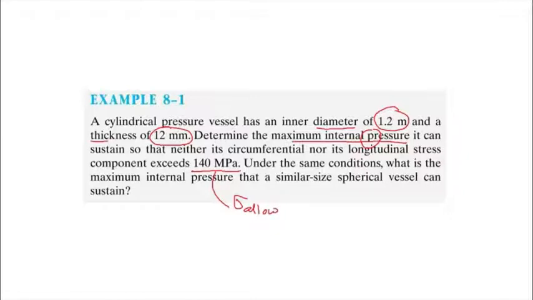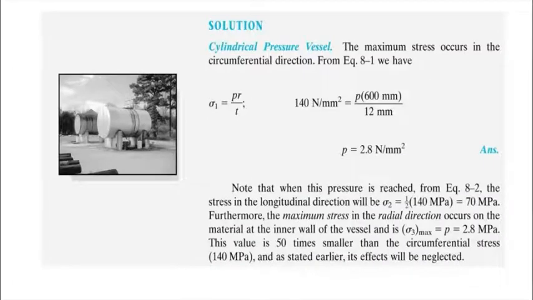And then it tells you the second part of the question: if you have a spherical vessel which is of similar size. What do you mean by similar? Similar means the diameter is the same and the thickness of the wall is the same. Now, what is the maximum internal pressure that it can sustain if it is a sphere and not a cylinder? So we have two parts to this question.